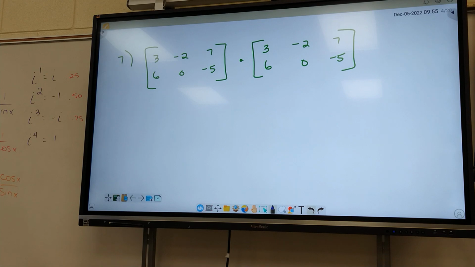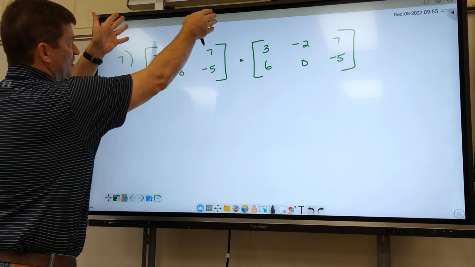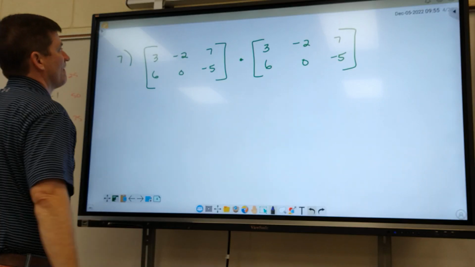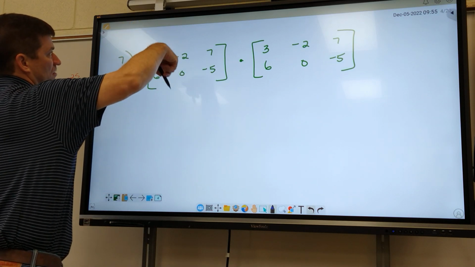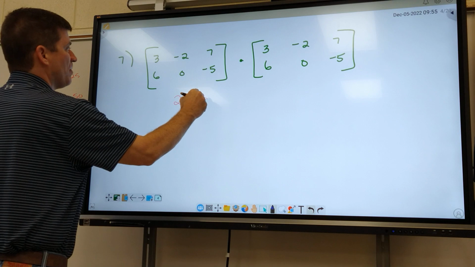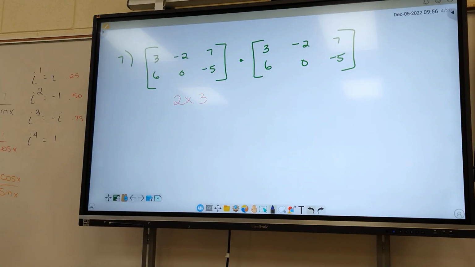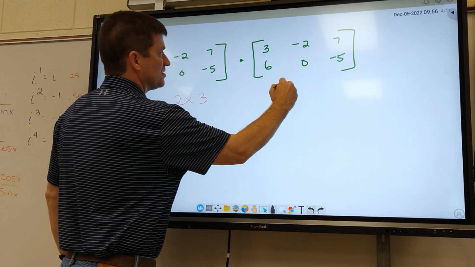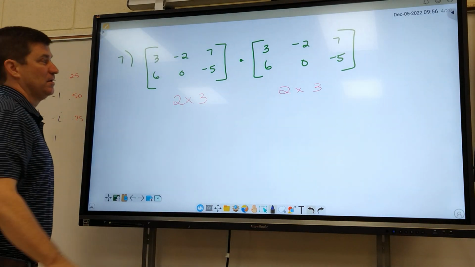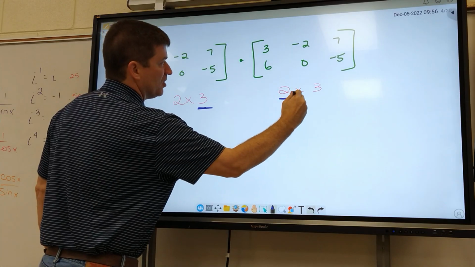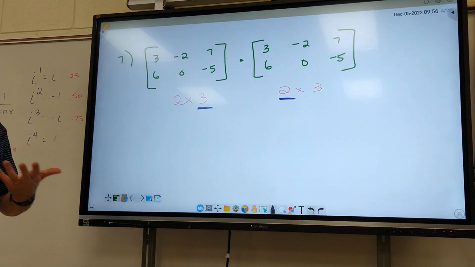All right, so Nathan, what's the size on this first matrix? 2 rows, 3 columns, 2 by 3. Everybody understand that one's a 2 by 3? Jason says so is this one. All right, we got a problem. The middle numbers have to be equal so that you can multiply these.